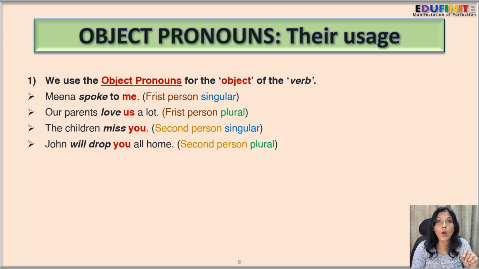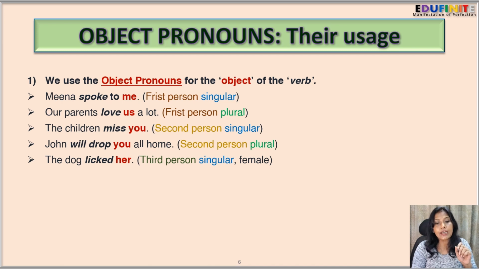Next, the dog licked her. So her is the third person singular and it is used for females only. Now, how do we notice the object? The subject over here is dog and the action verb is licked. So if we ask whom did the dog lick, the answer is her. So her is the object pronoun.